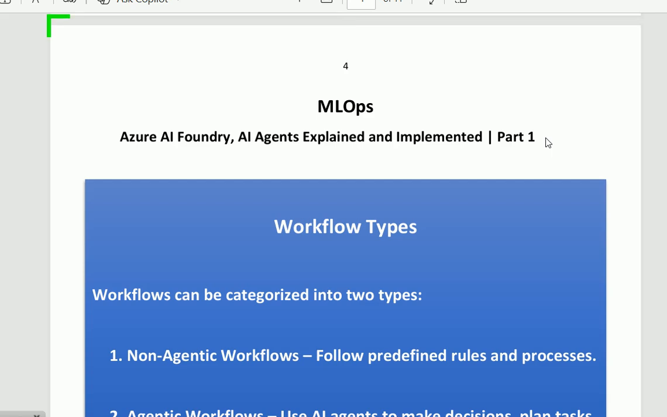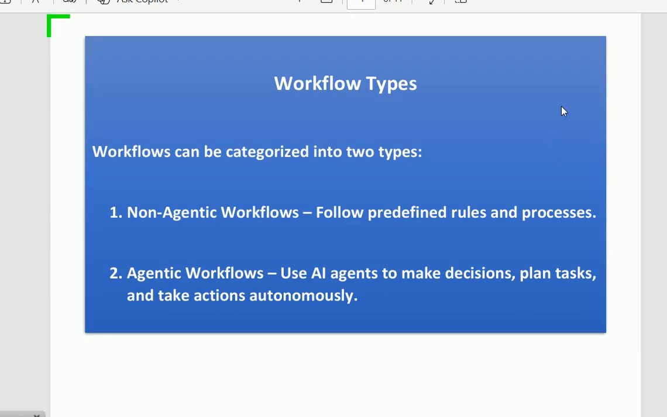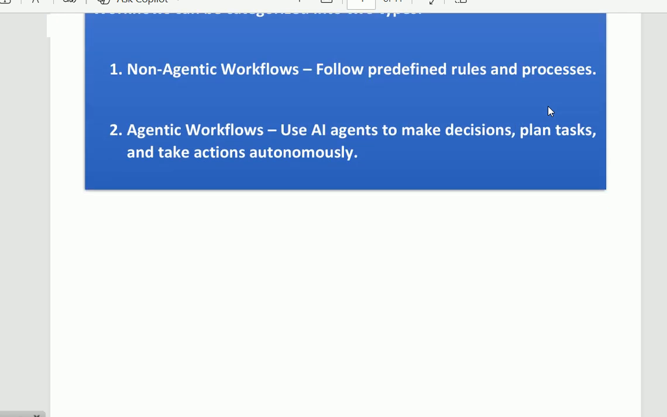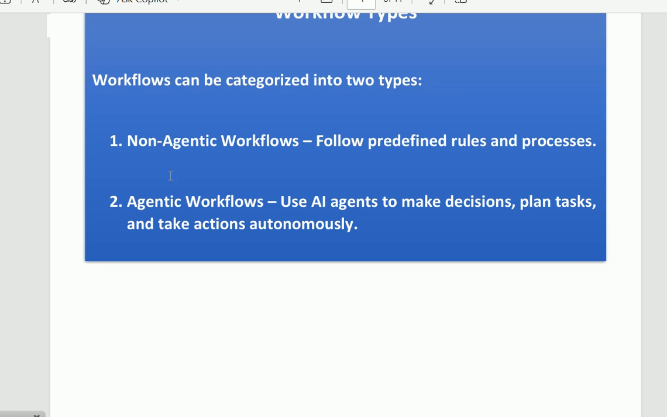First of all, I would like to explain the types of workflow. There are two types of workflow. One is non-agentic workflow and the other is agentic workflow. In non-agentic workflow, predefined rules and processes are used. But in case of agentic workflow, we use AI agents to make decisions, plan tasks, and take action autonomously. This is the difference between the two workflows.